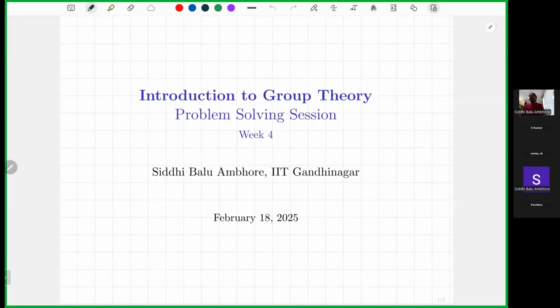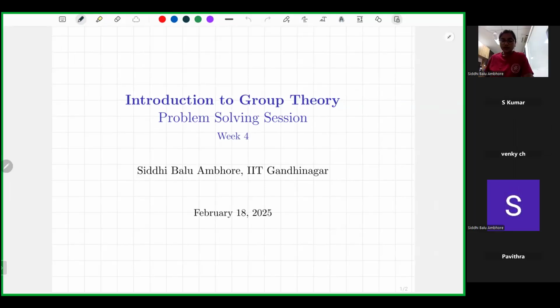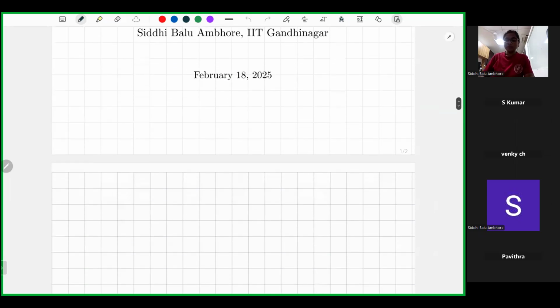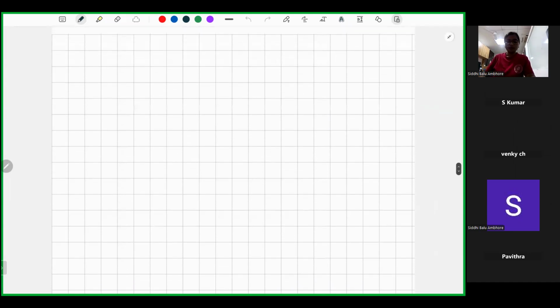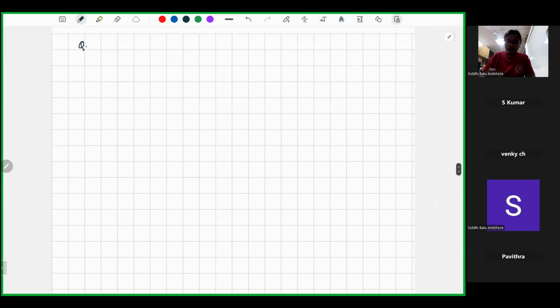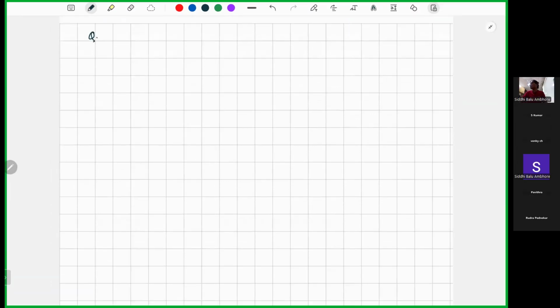Welcome to the solving session for the Introduction to Group Theory course. I am Siddhi Balu Ambure from IIT Gandhinagar, and today we will discuss problems related to the syllabus from week 4, that is, problems related to cosets of a subgroup of a group and Lagrange theorem, some number theoretic application of Lagrange theorem, and normal subgroups. Okay, so let us start with the first question.